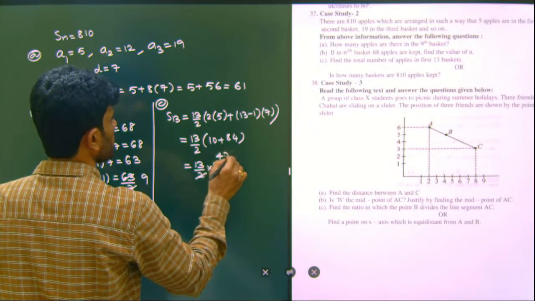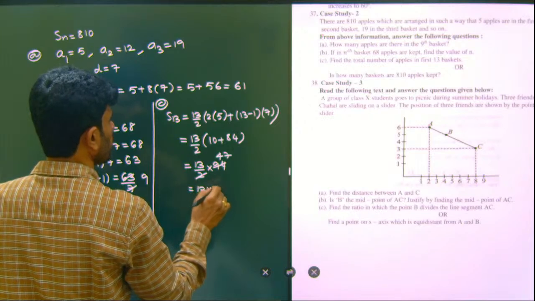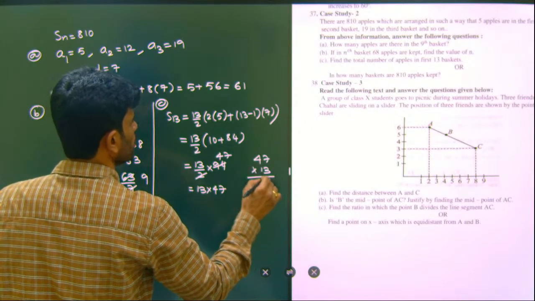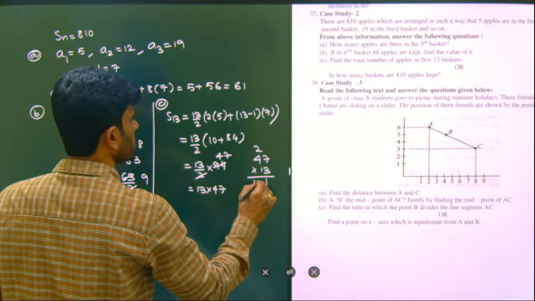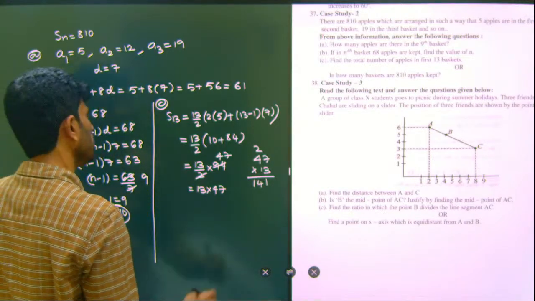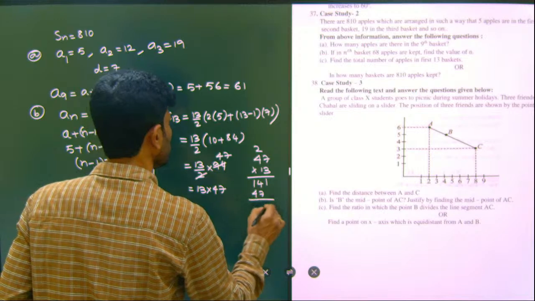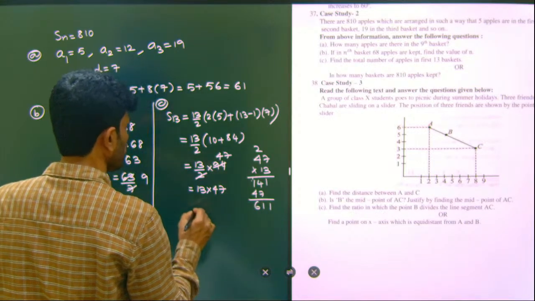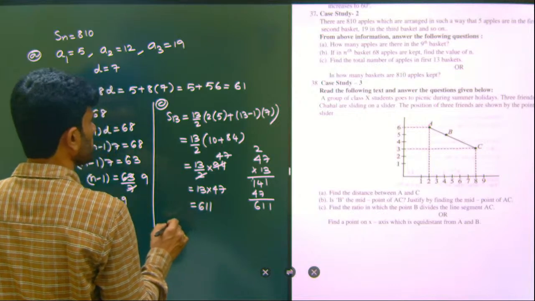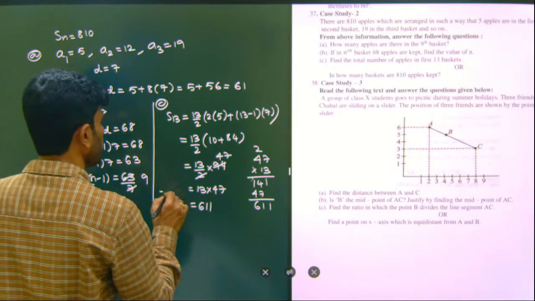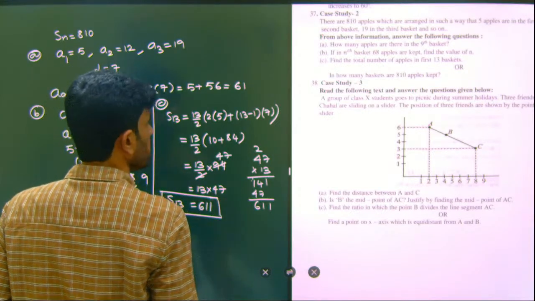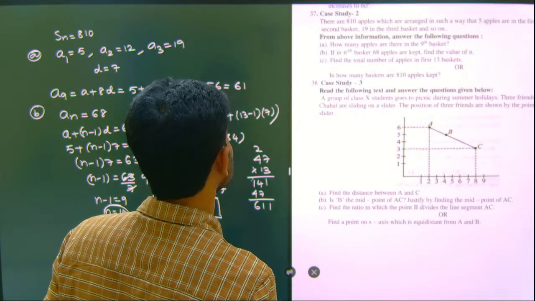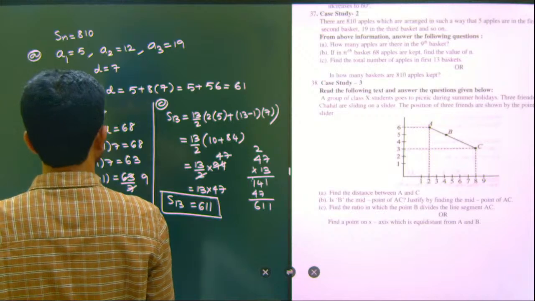Cancel, 47. 13 into 47. So 47 you multiply by 13. 611. 611 apples are there in total. 611 apples will be there in 13 baskets. In how many baskets are there 810 apples kept?